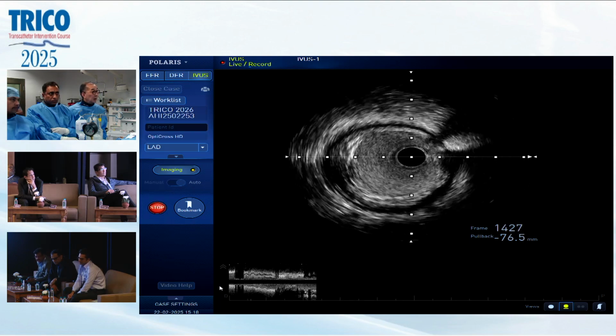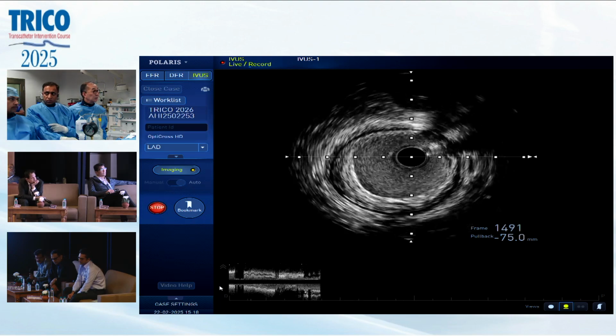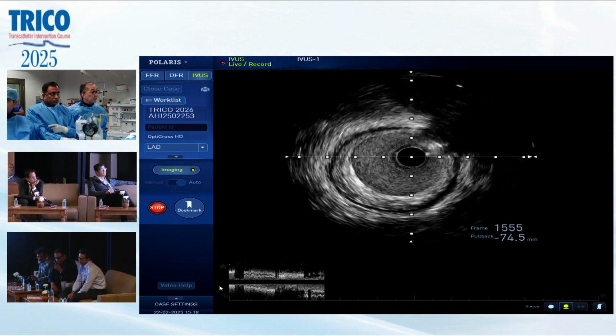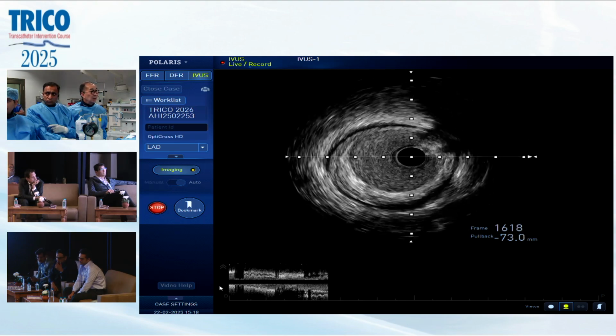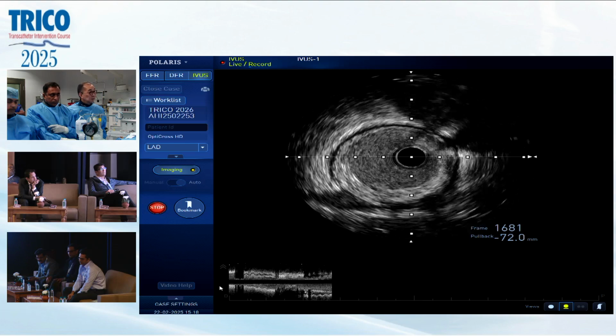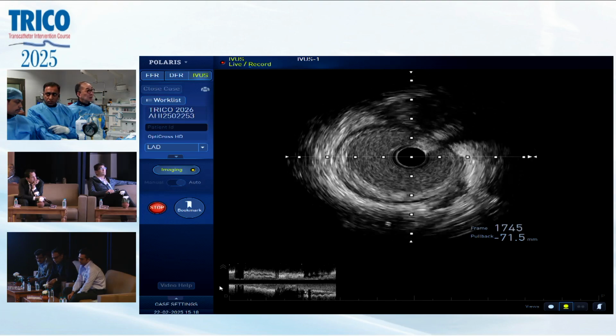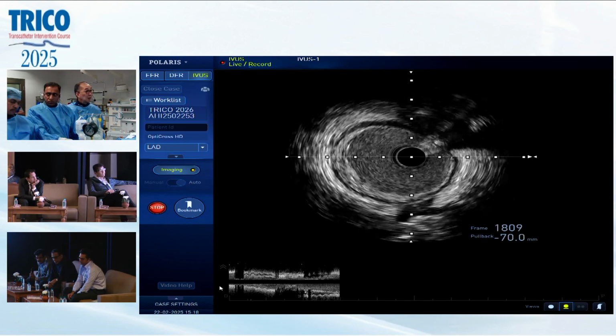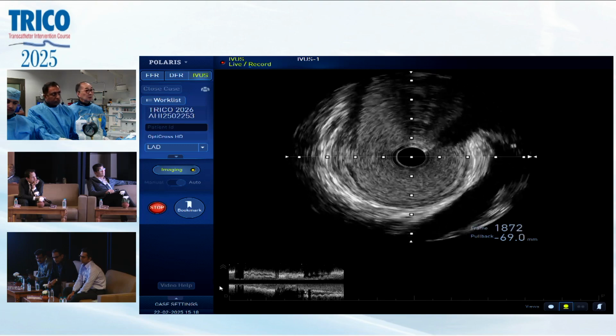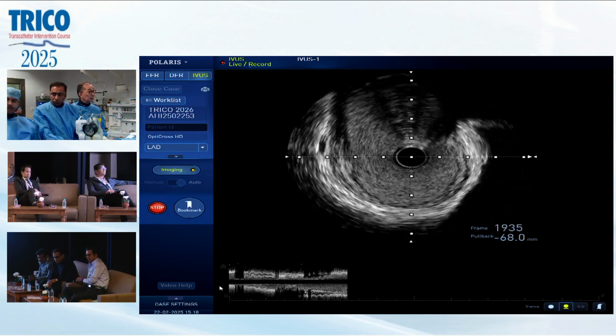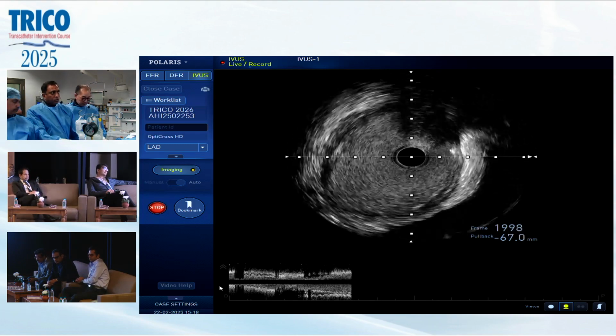Possible LAD sizes are 3.5, 4. Media to media is around 4. Okay, right. Here comes the branch. Now we go to the left main, right? The bifurcation, and the left main looks okay.